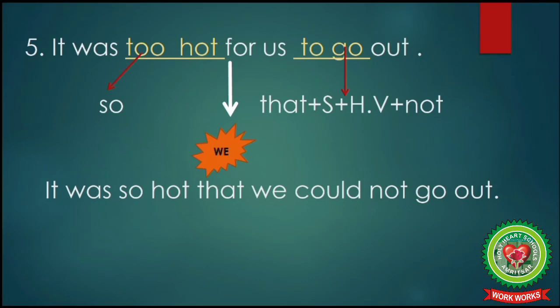Now children, you will observe that in this statement we have additional words for us. These words will form the subject that we will use in place of infinitive. Now what is the subjective form of us? That is we. So here for us will change into we. So our answer will be, it was so hot that we could not go out.